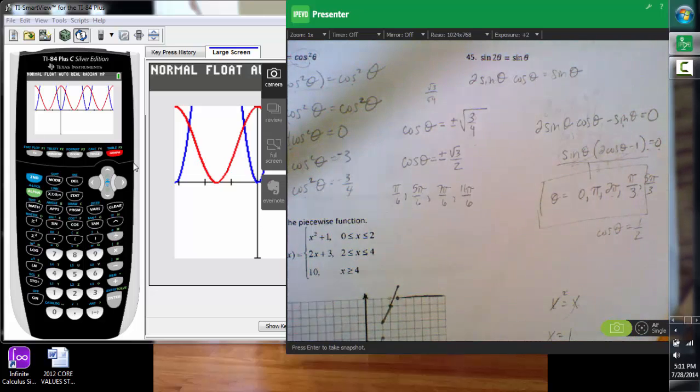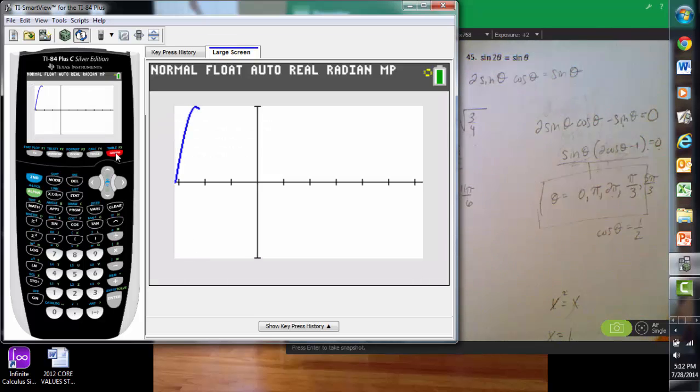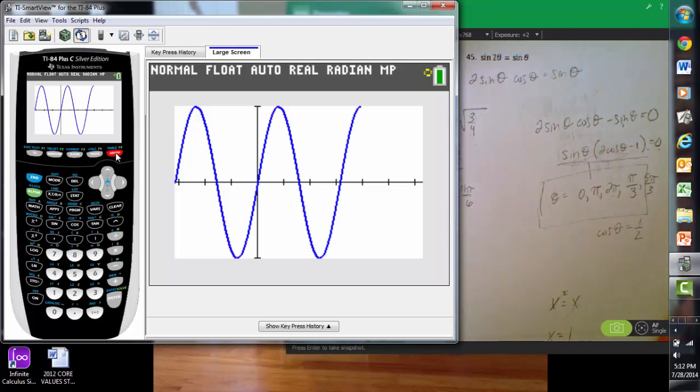Let's see what our trusty little calculator says. Sine of 2x and sine x. Delete, delete, delete, delete. Graph. Let's see how many answers there are between 0 and 2 pi. I should have changed my window so that I only had to look at it. But live and learn, live and learn.